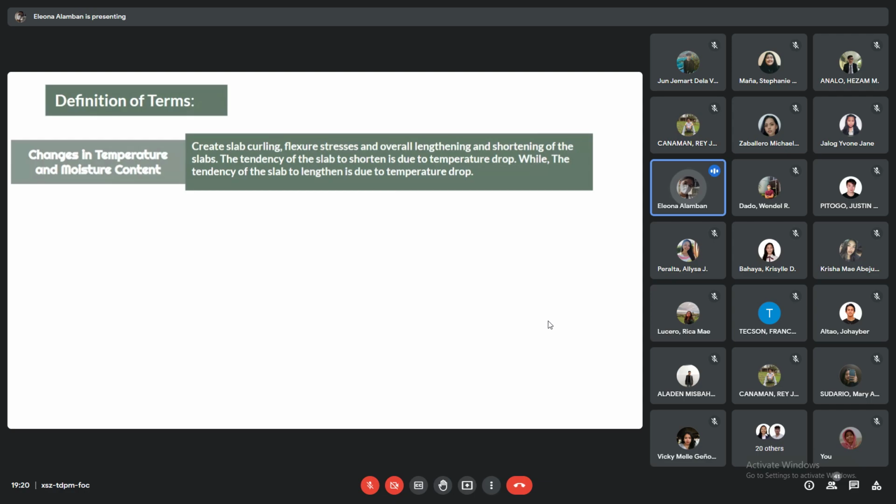Lastly, we have the changes in temperature and moisture content. Create slab curling, flexure stresses, and overall lengthening and shortening of the slabs. The tendency of the slab to shorten is due to temperature drop or drying that creates tensile stress. While the tendency of the slab to lengthen is due to temperature rise. It is the increase in moisture that creates compression stresses.